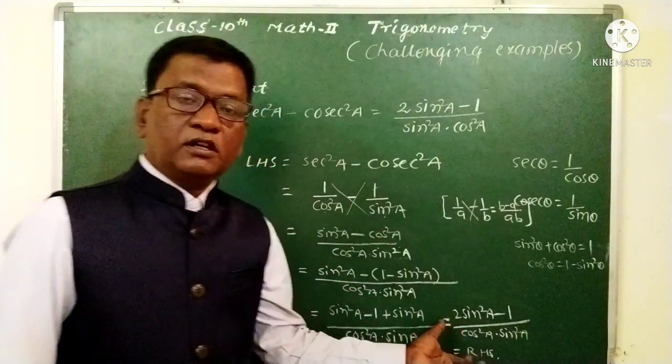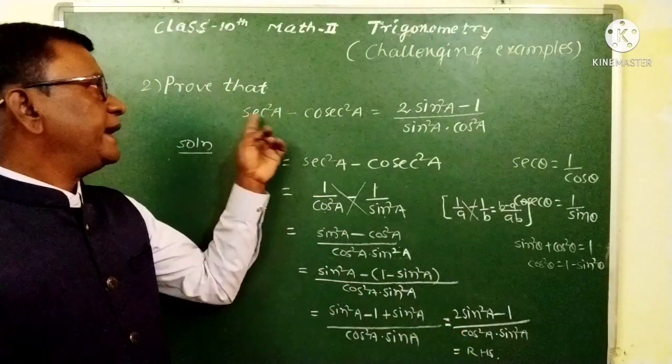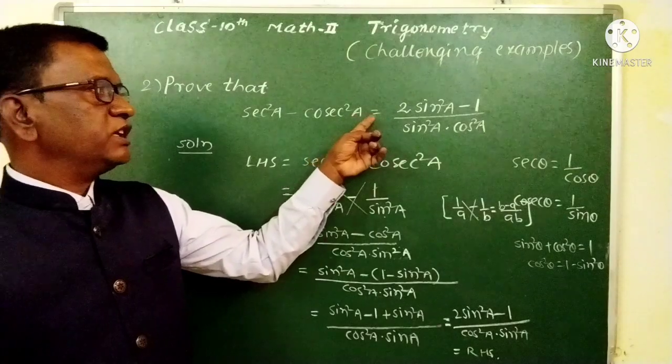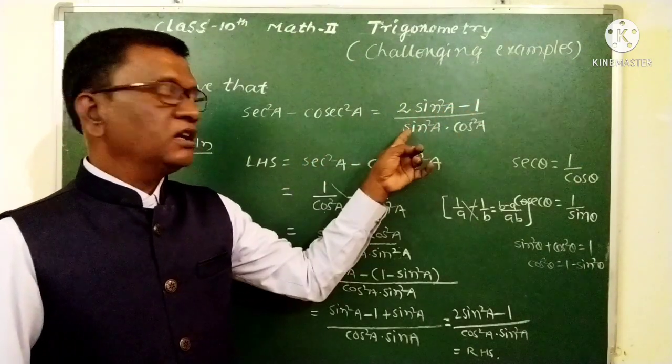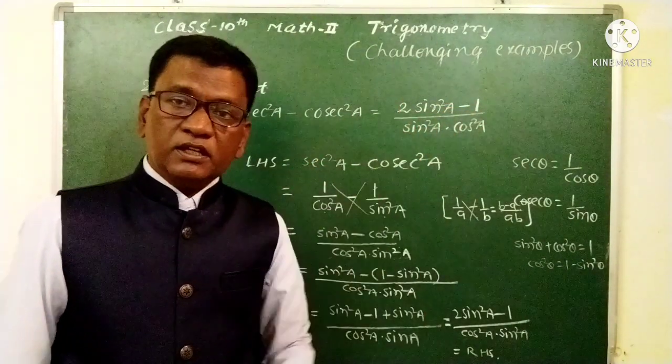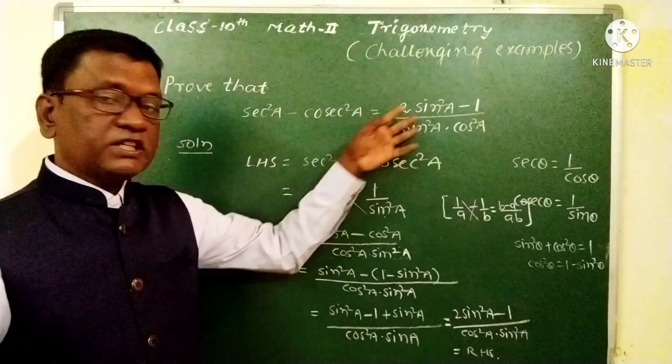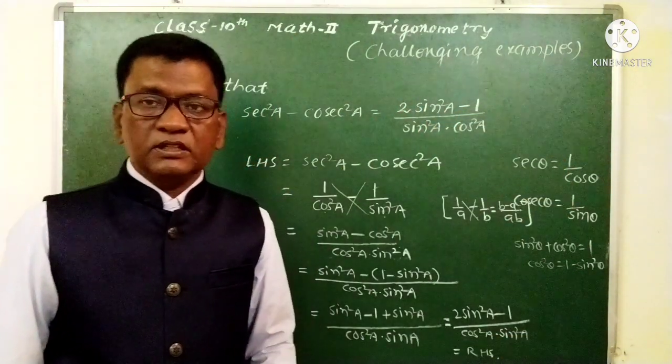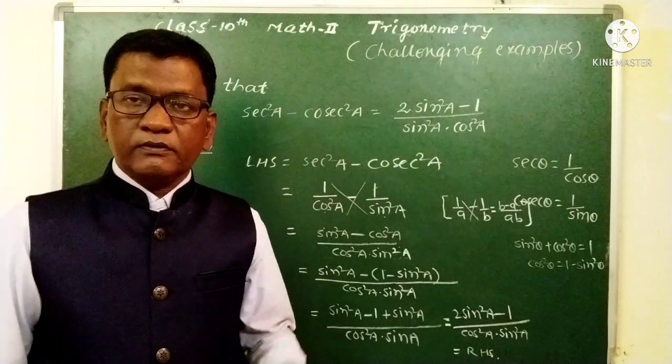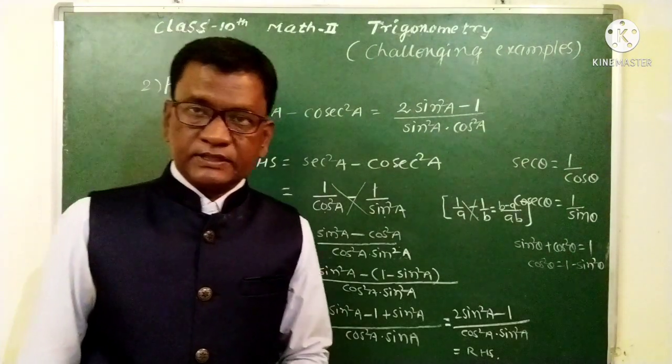In this way, we prove that sec square A minus cosec square A is equal to 2 sin square A minus 1 upon sin square A into cos square A by the application of some trigonometric formulas which we know from the previous practice set.